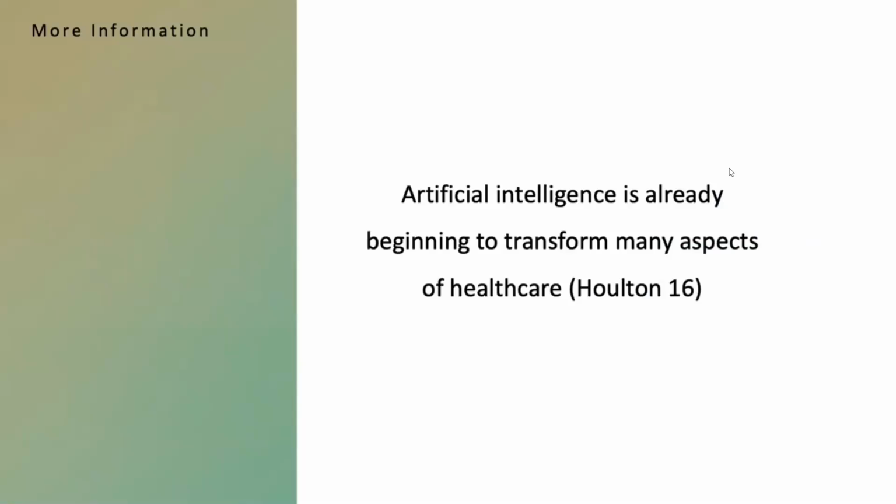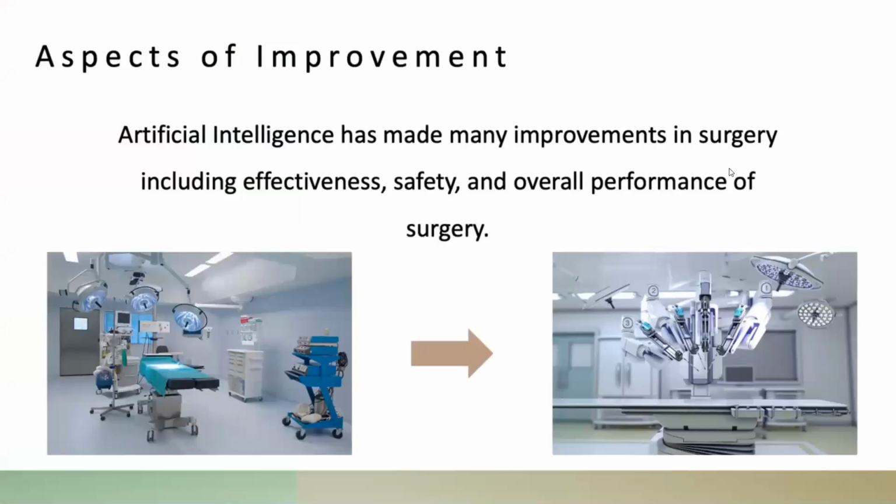Artificial intelligence is always improving while also making mistakes along the way, as it already has another beginning to transform many aspects of healthcare, says Fulton. Artificial intelligence is improving while encountering mistakes along the way, but, as said, the aspects of improvement have transformed surgery and have shown a lot for artificial intelligence at the end. Many may ask how these improvements are affecting surgery.